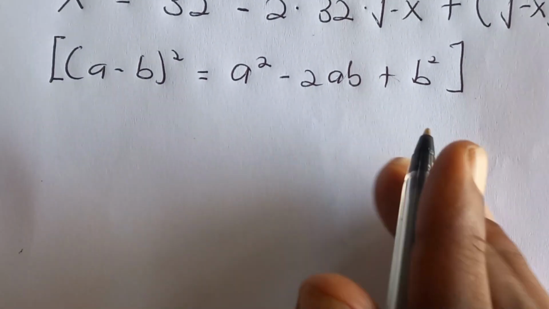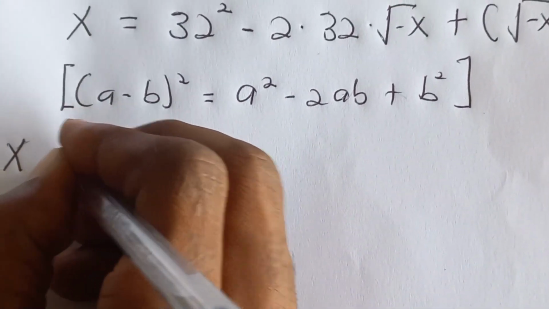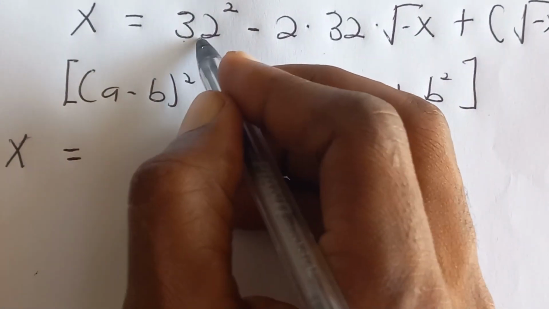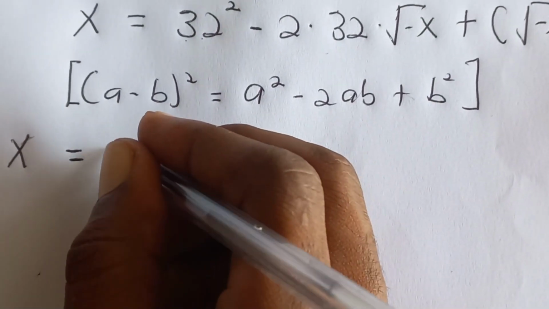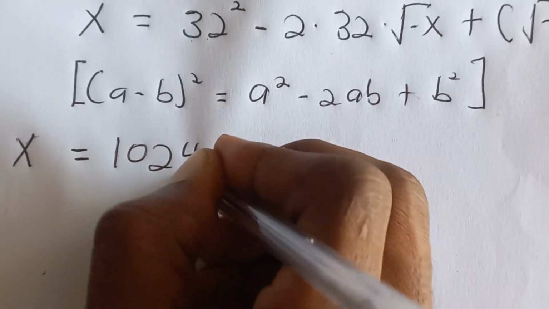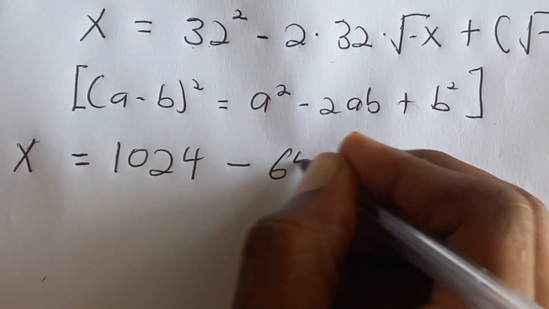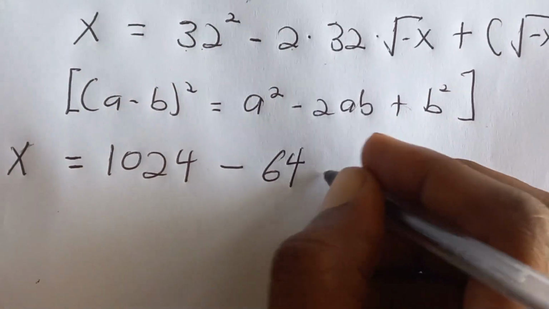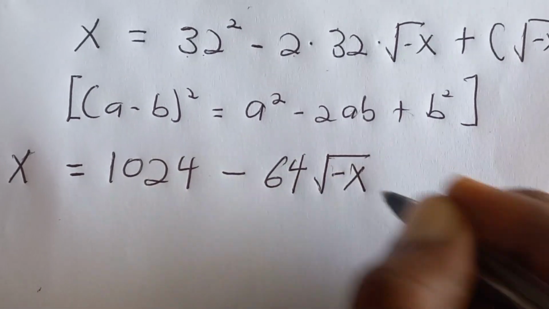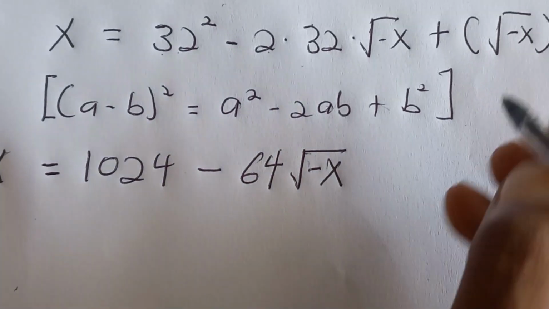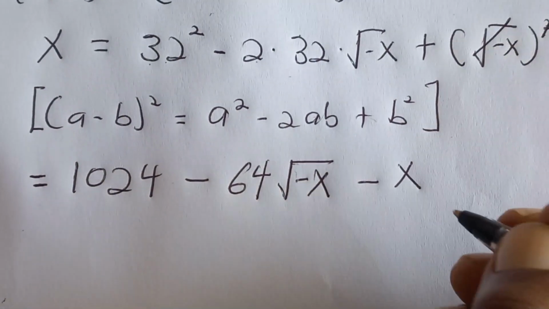So now you can say that our x is equal to 32 squared, which is 1024. So 1024 minus 64 times the root negative x. And then this one will cancel this, so we're leaving negative x.